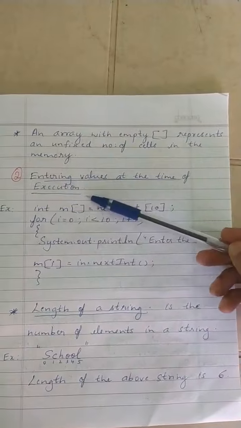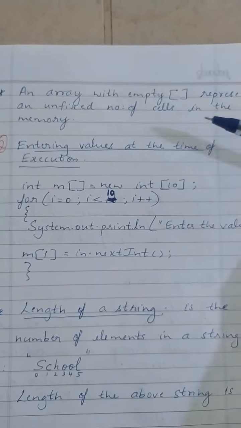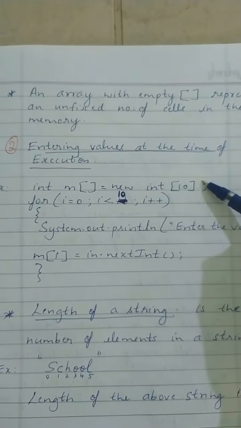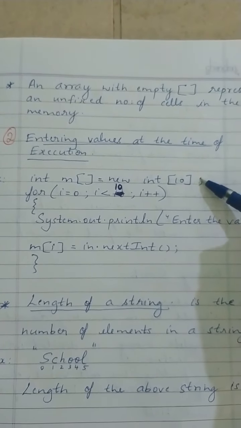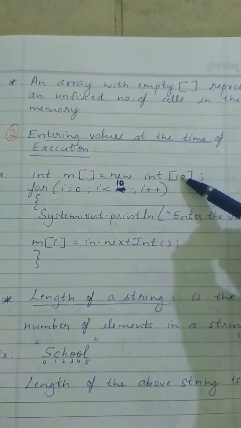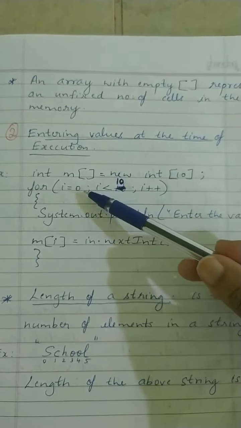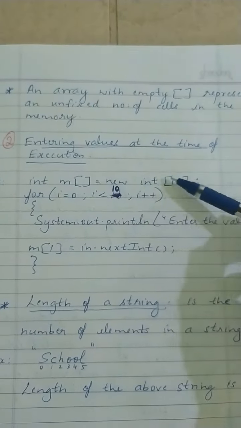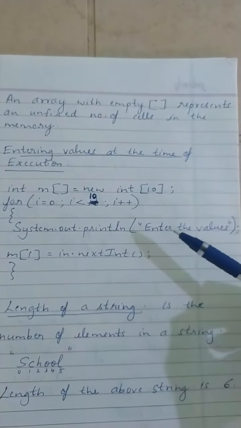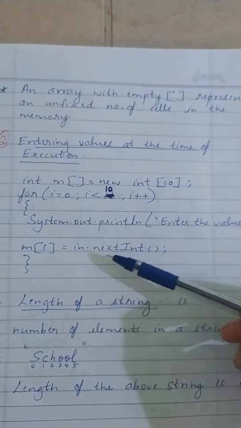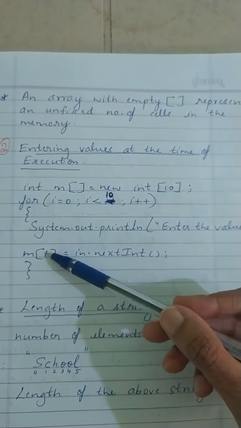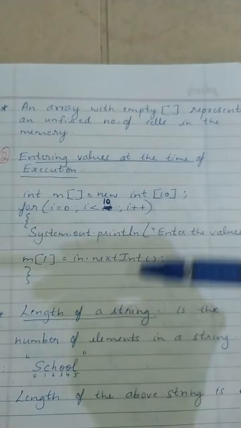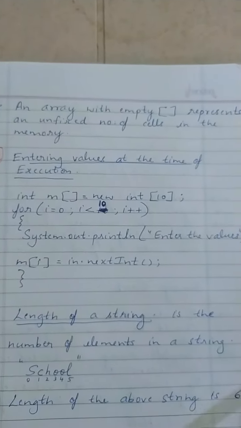And the second option, entering values at the time of execution. So you create an array first as per the syntax. And 10 numbers you are going to enter, that means 0 to less than 10, that means from 0 to 9. So you will get 10 numbers. And you are accepting the values from the user and storing them in the array. So the i value will be incremented each time so that you can store all the numbers from 0 to 9.